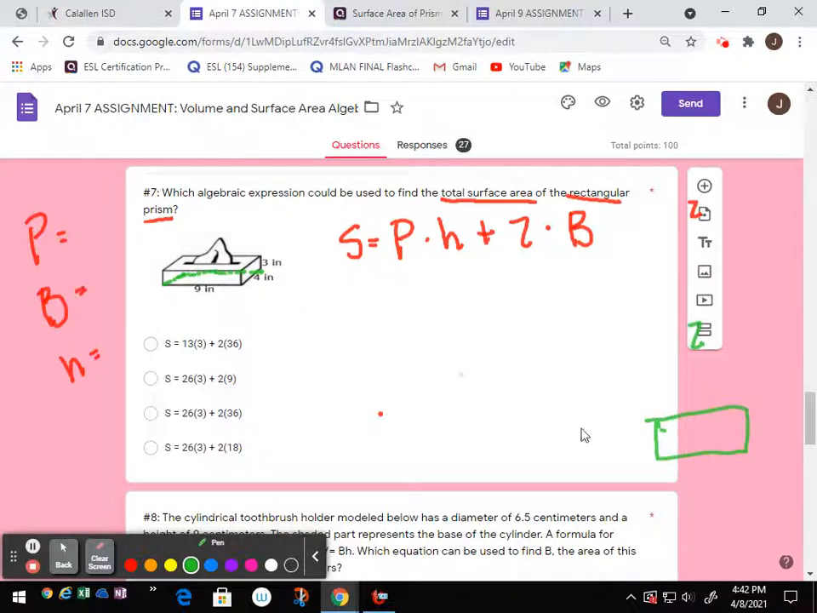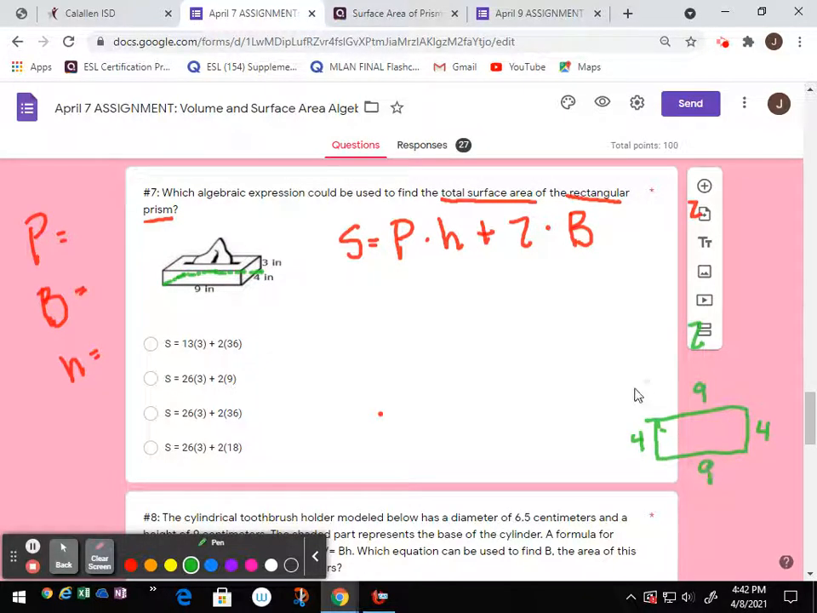This length right here is 9, so I'm going to put 9 here. And then this length of our rectangle is 4, so 4 here and here. Okay, and this side has to be 9. So for perimeter, we want to add up all sides of our rectangle. So 9 plus 4 plus 9 plus 4.